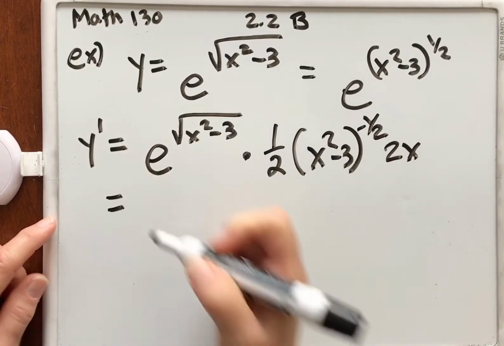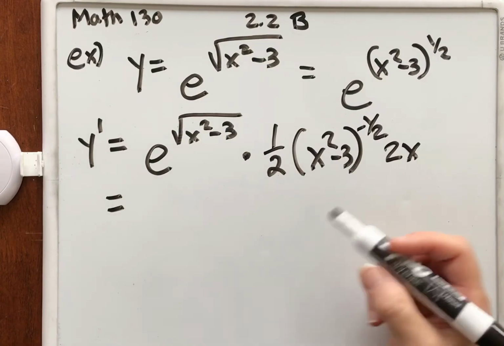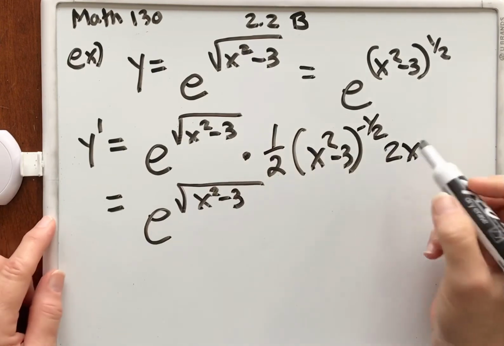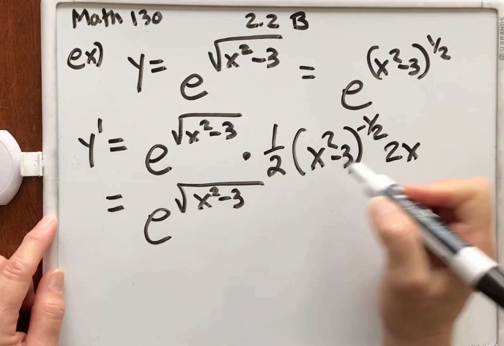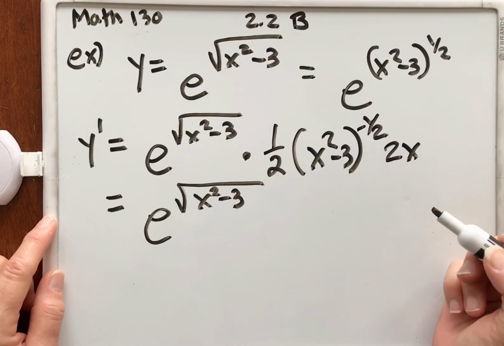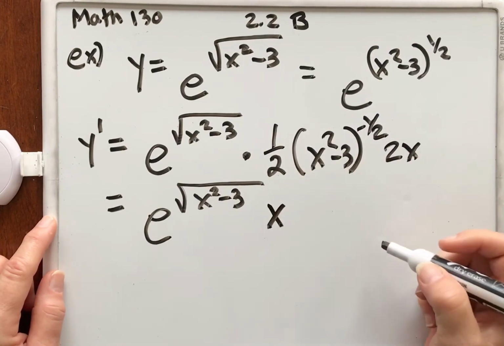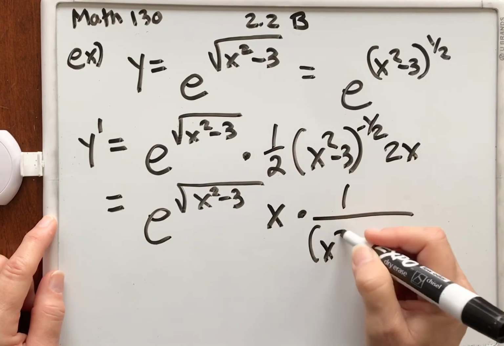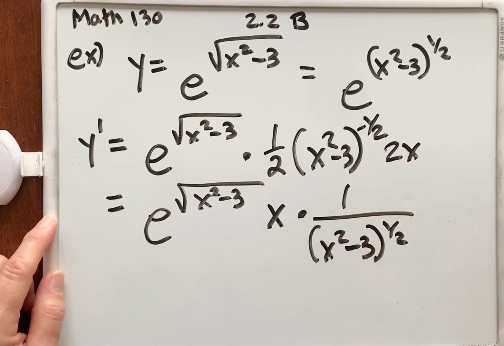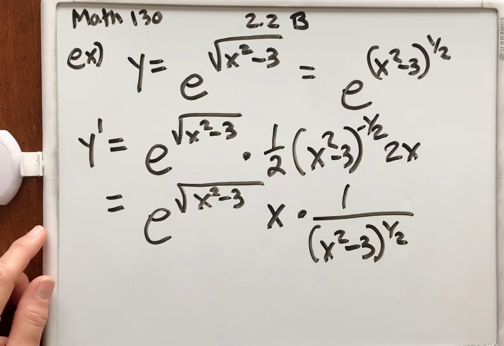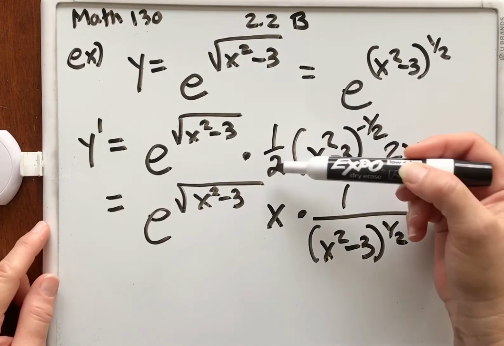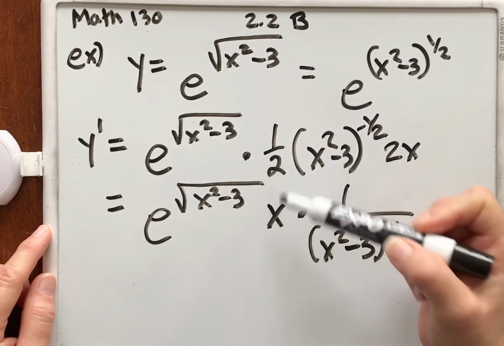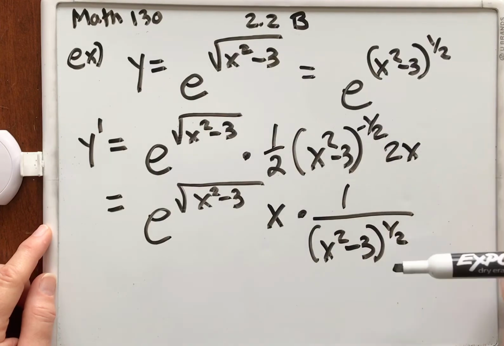Okay. Now let's simplify what we have. This is e to the square root of x squared minus 3. That didn't change. These 2's, can you see this 2 over this 2 would cancel? So we're just left with an x. And then right here, we're going to bring this down, x squared minus 3 to the 1/2. So again, this 2 and this 2, because it's multiplication, they will cancel out. And we're just left with an x. This negative, I'm going to bring it down.